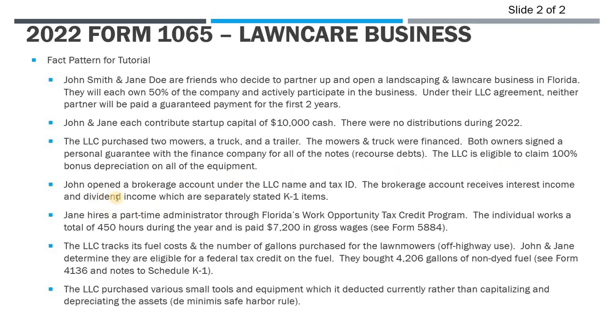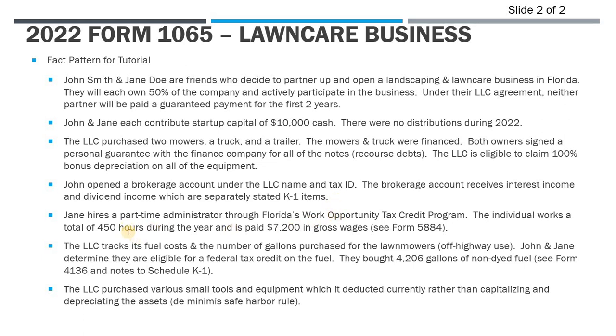Now, John also decided that he was going to open a brokerage account under the LLC name and tax ID. Might seem a bit bizarre, but it's not that uncommon, right? You have good interest rates. You can reinvest the cash in other types of assets, stocks, bonds, crypto. So they opened the account in the company name, and during the year, they received some interest income and dividends, which are going to be separately stated K-1 items. We'll go into that in more detail later.